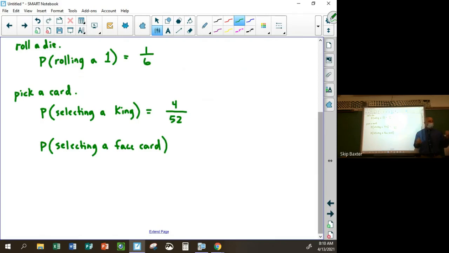12, right? It would be jack of the 4 different suits, queen of the 4 different suits, king of the 4 different suits. 12 ways. So this would be 12 over 52.